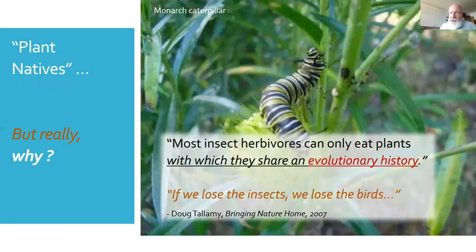And here's the key point. Let's bring it back to birds here. Most insects can only eat plants for which they share an evolutionary history. Now, here's the key. If you lose the insects, you lose the birds. This is a strong point here in which we think about bird feeders and we think about what we do in terms of suet, and we think about special plants. But so much of this comes down to including natives in our gardens so that they create insects that can be used as food and forage for our birds.